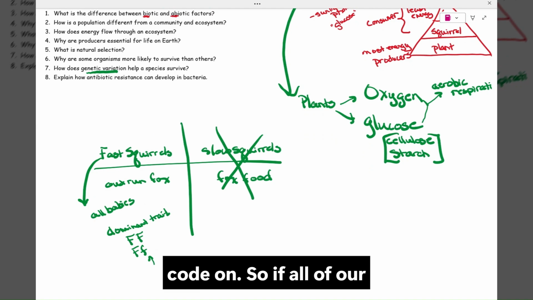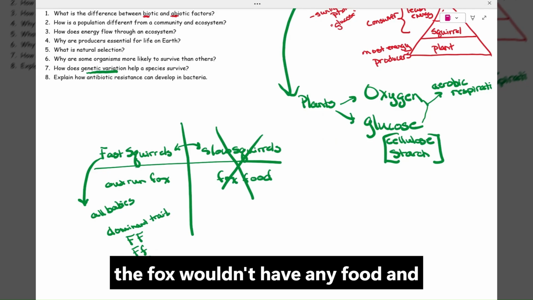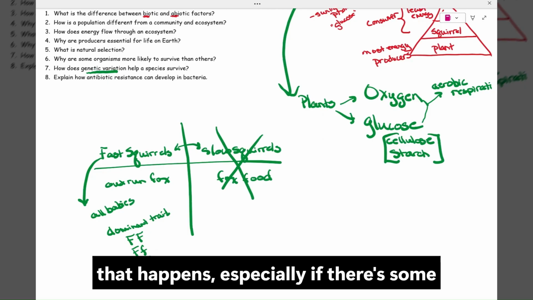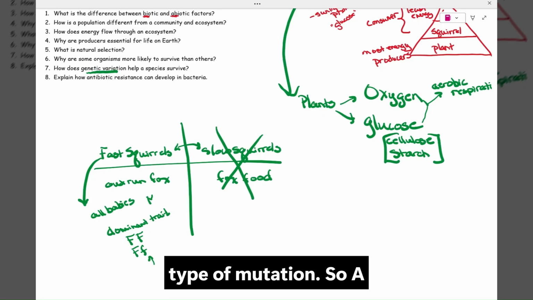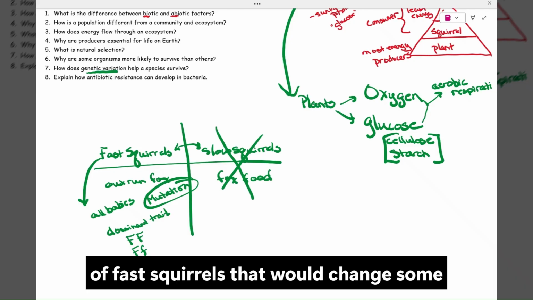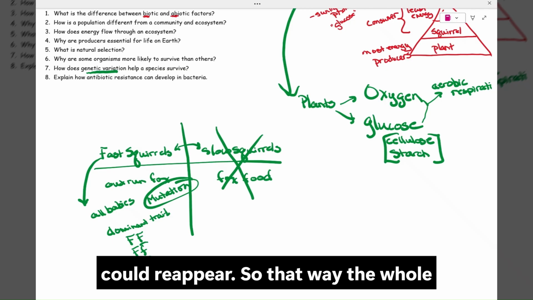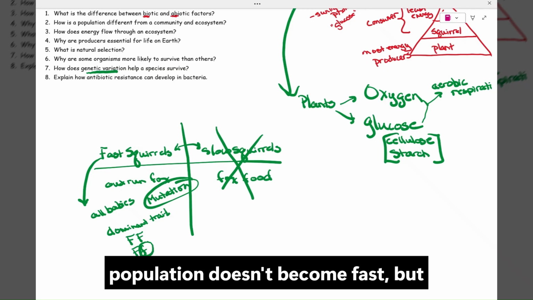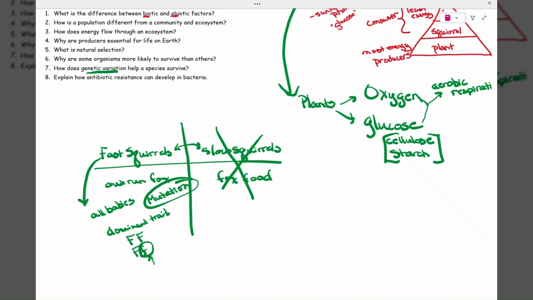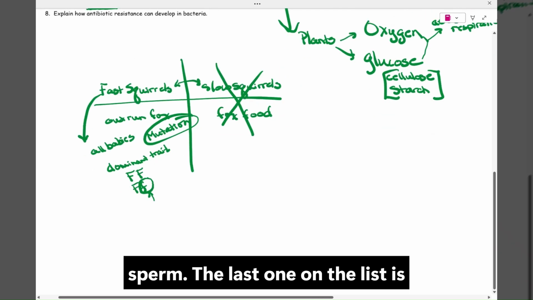So if all of our organisms were the same at the start, the fox wouldn't have any food, and therefore the fox would disappear. So there's still going to be some variation that happens, especially if there's some type of mutation. So a mutation could occur in this population of fast squirrels that would change some of them not to be fast. And again, we could also have that recessive trait reappear. So that way the whole population doesn't become fast, but overall more of them become fast over time. This variation in our genetics occurs in meiosis, right, when we make egg and sperm.